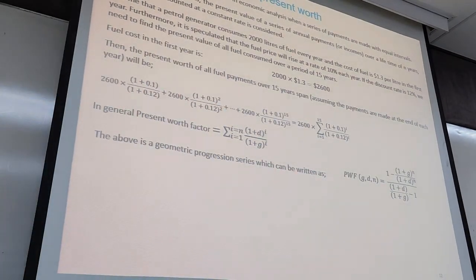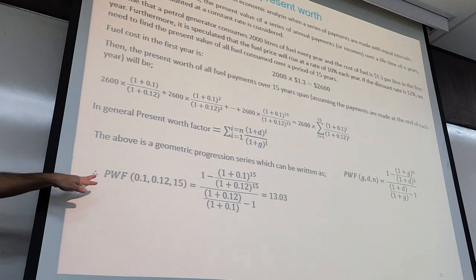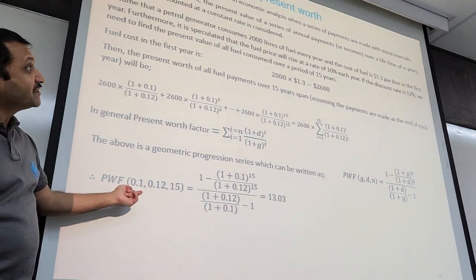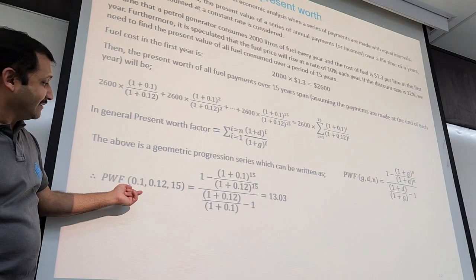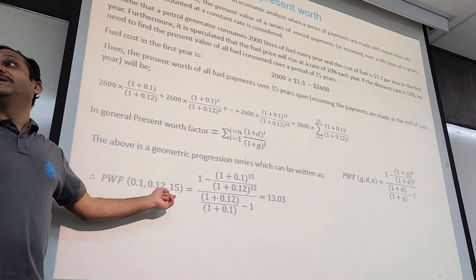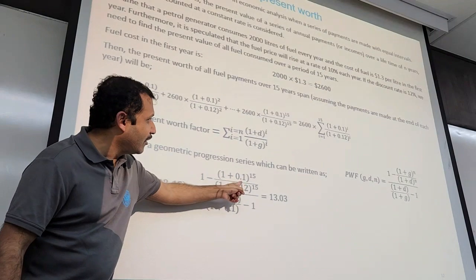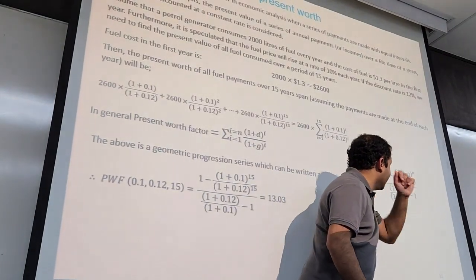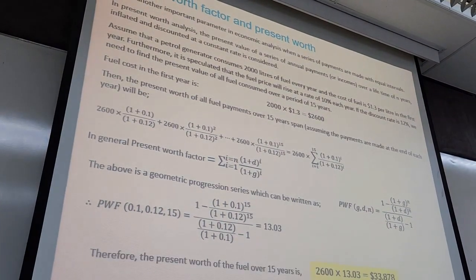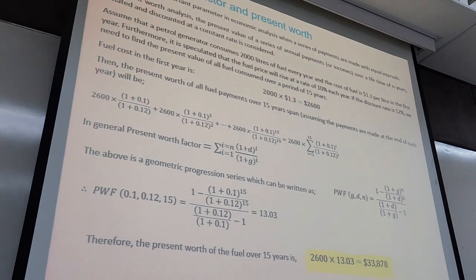So, almost done. Basically, in this question we know inflation of 10%, fuel cost is going to increase by 10%, interest of 12%, and we want to find for 15 years. N is already known. So we know G, D, and N, and so we get a 13.03. You multiply that with 2600, and that gives you your present value of the future fuel that you'll consume.